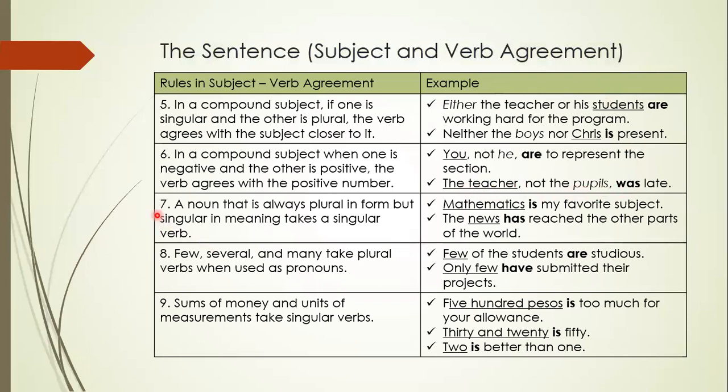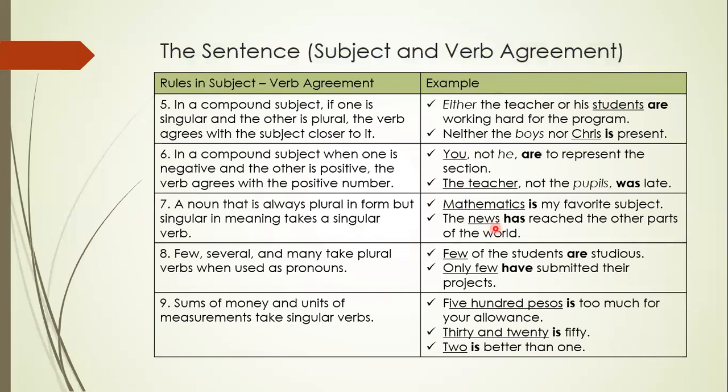Number 7. A noun that is always plural in form but singular in meaning takes a singular verb. All right, there are actually nouns sometimes that are quite confusing. Nouns that look like two or more or plural nouns, but actually they are singular. Example, we have mathematics, we have news.